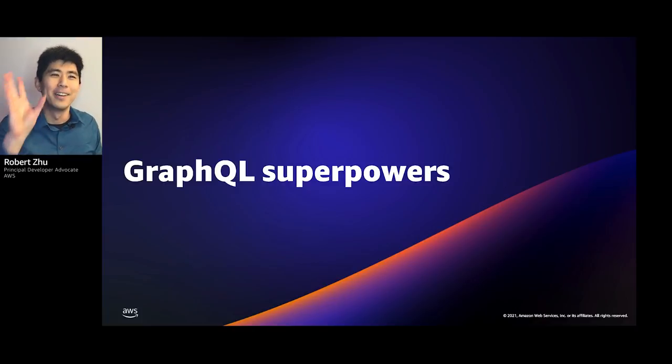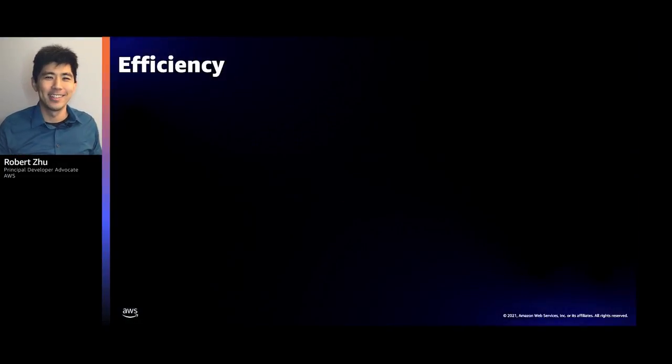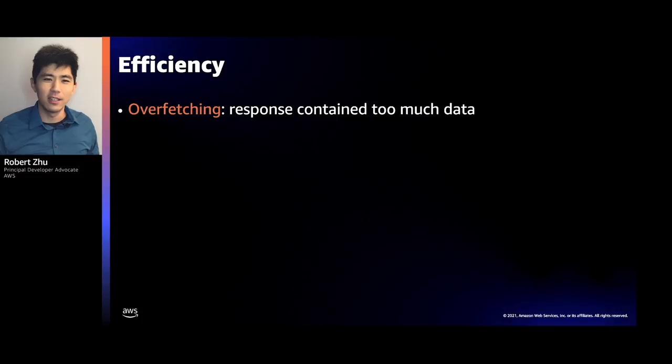Let me back up. No, we are now going to talk about the GraphQL superpowers. The first is efficiency. When you think about what happens when you make a network request to an API, there are two common problems that we understand. The first is called overfetching. Overfetching is when the client makes a request and the response comes back with additional data that the client didn't ask for.